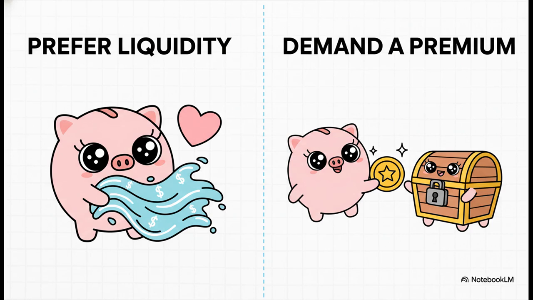The memory trick here? Super simple. Investors prefer liquidity. They like having easy access to their cash. So to give that up, they demand a premium. Sticking with our flight analogy, this is like paying more for a direct long-haul flight. Why? To avoid the risk and the hassle of having to rebook a bunch of shorter flights later on.